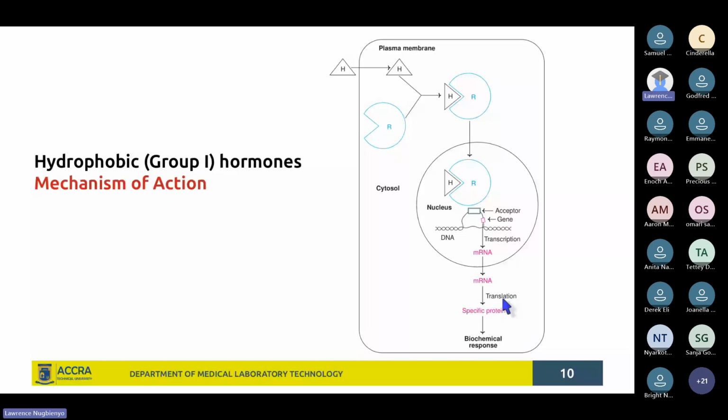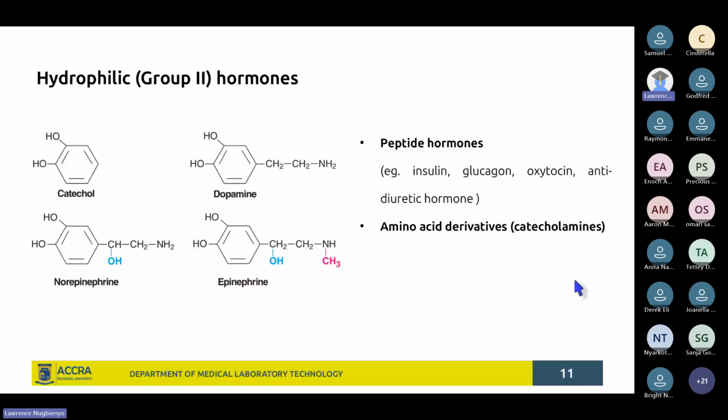Now, if we take the group 2 hormones, these are hydrophilic. Group 2 hormones are hydrophilic. And they are either peptide hormones or they are amino acid derivatives. So we have peptide hormones like insulin, glucagon, oxytocin, antidiuretic hormone. We'll take a look at these things much more as we go ahead. And you have also amino acid derivatives, which we also refer to as catecholamines.